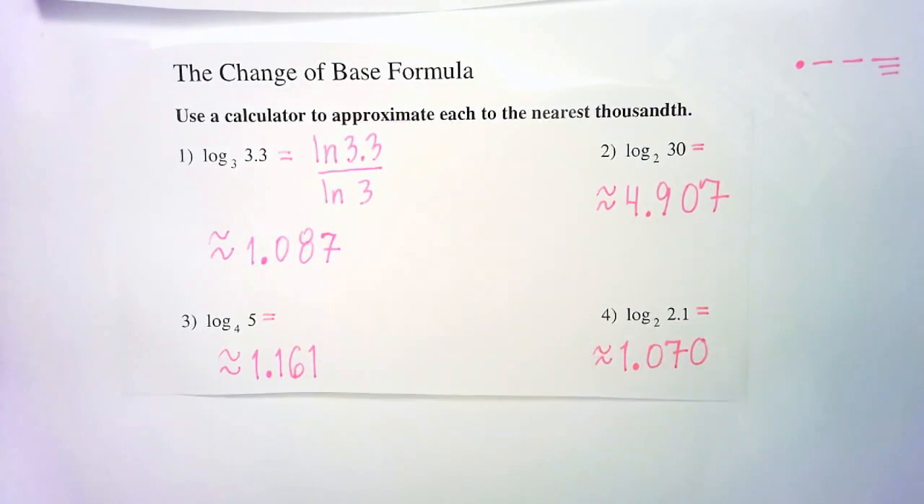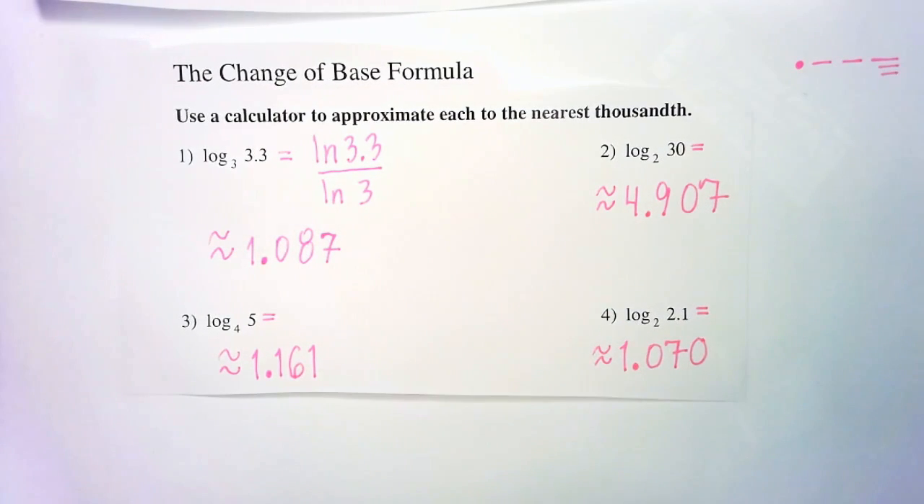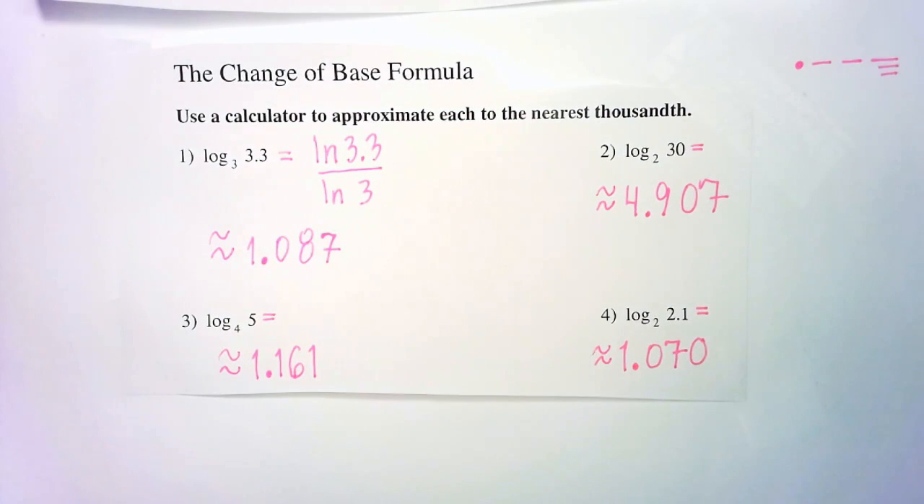If you wrote down what you used when you did the change of base formula, you should have something like what I have written. But since answers are going to vary, I'm not writing this down. You could have used ln, or you could have used common log, whatever button is more convenient on your calculator.